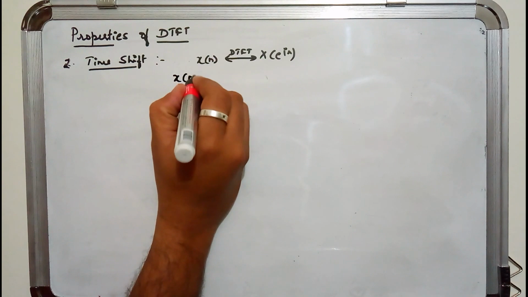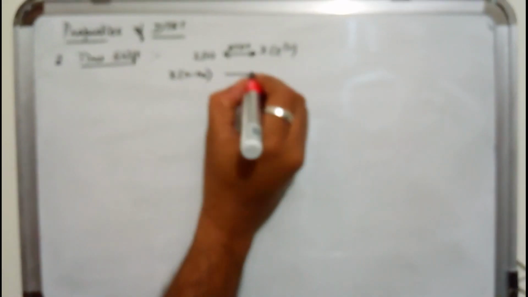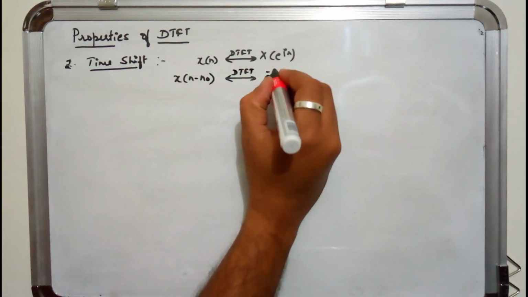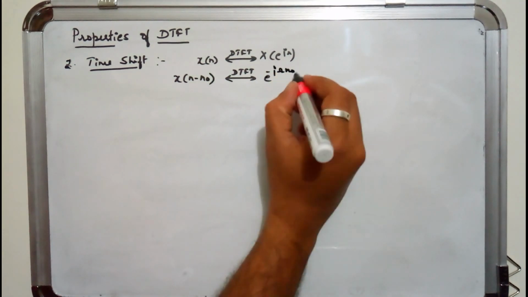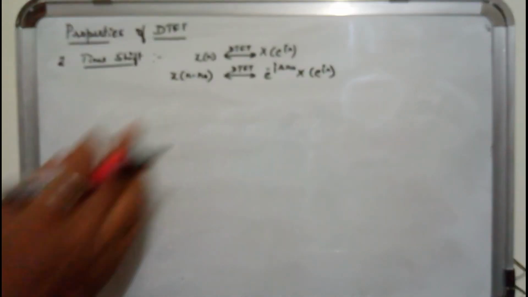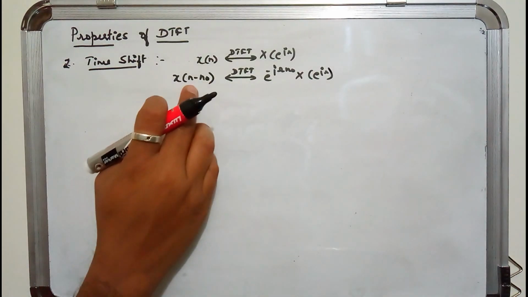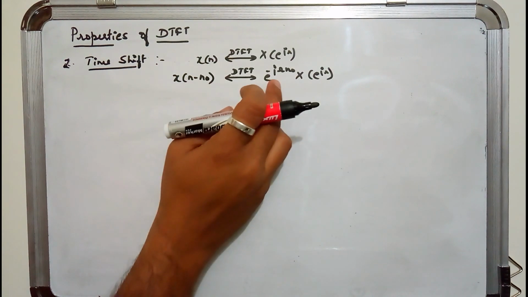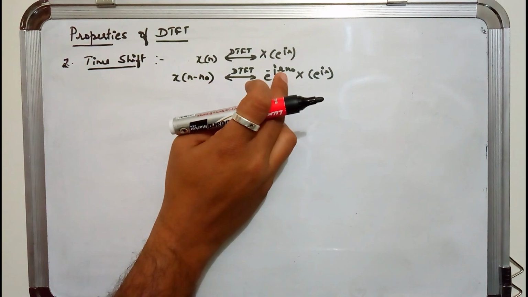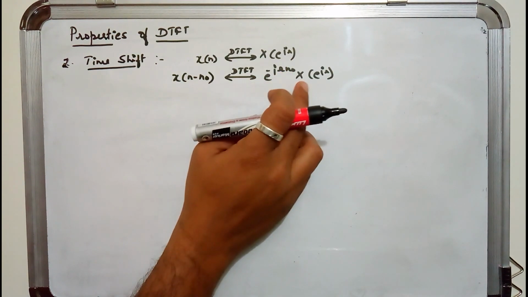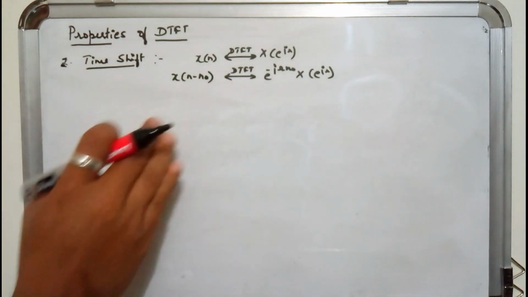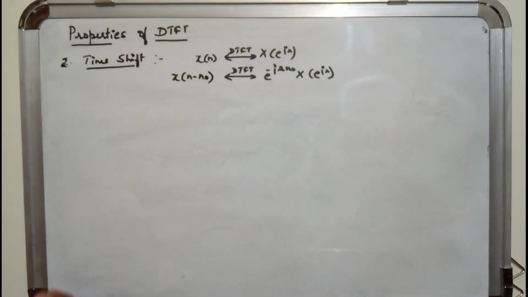So a shift in the input will be e power minus j omega n naught into X of e power j omega. If you compare it with CTFT, it was x of t minus t naught is equal to e power minus j omega t naught into X of j omega. So the similar property holds good for DTFT.